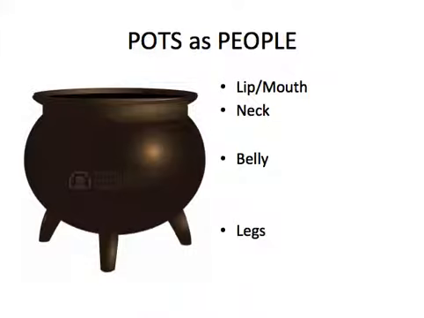Here's another example. Think of a pot. Have a look at this pot. Notice how when we describe the parts of the pot, we are often referring to our own bodies. So a pot has a lip or a mouth, it has a neck, it has a belly, and it has legs, and there are many other words through which we refer to pots or shapes like this by reference to our own bodies. And this seems to be pretty universal across all languages.